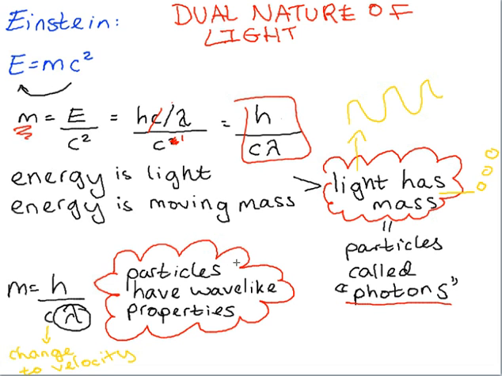Particles now have wave-like properties, and light has both wave-like and particle properties. So if we wanted to find, for example, the wavelength of a certain type of mass, we can just rearrange this equation. Instead of using the speed of light, we would change it to the velocity of the mass, and we can use that. So that is the dual nature of light. Light is not just a wave, it is also particles, photons.